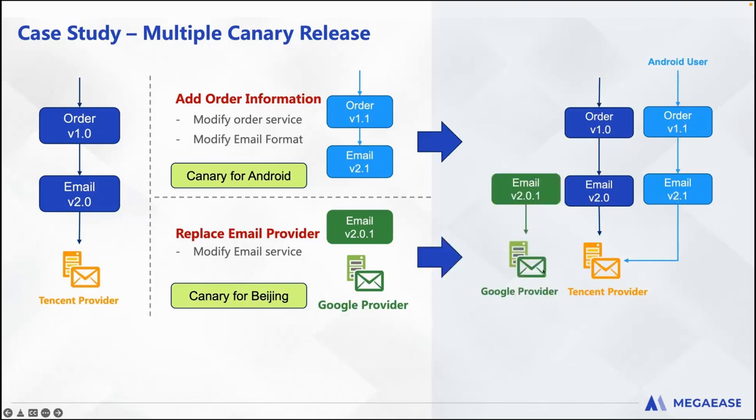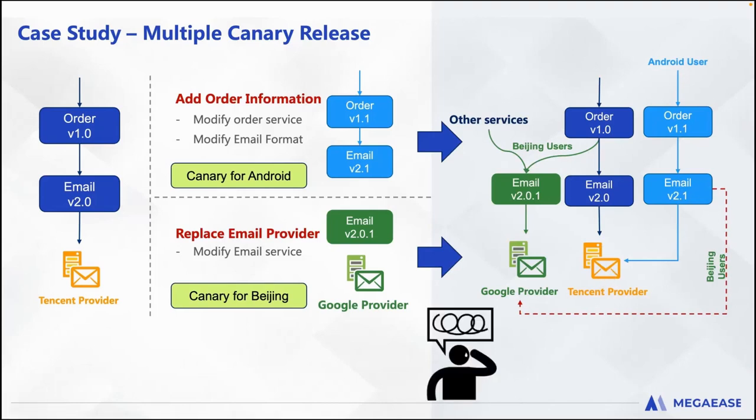Then another team decided to replace the Tencent provider with Google provider in the email service. So we added email v2.0.1 to test users from Beijing only. At this time there is a dilemma that Android users and Beijing users are overlapping, which is traffic from Android phones in Beijing. Considering the complexity of the traffic and the inconsistency felt by the users, it will lead to a heavy operation burden.